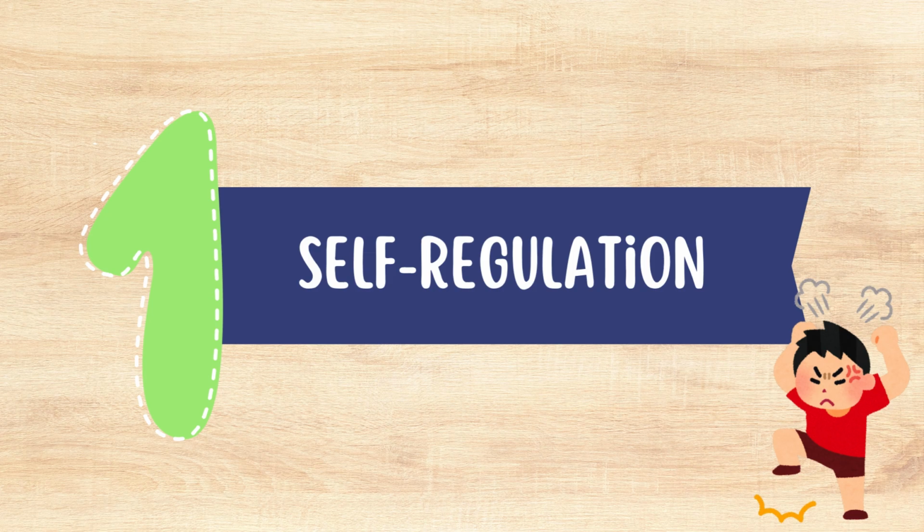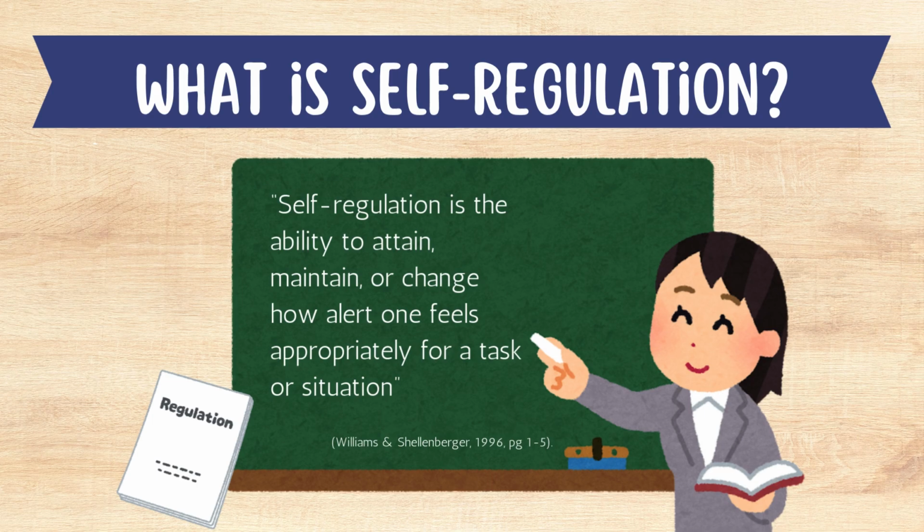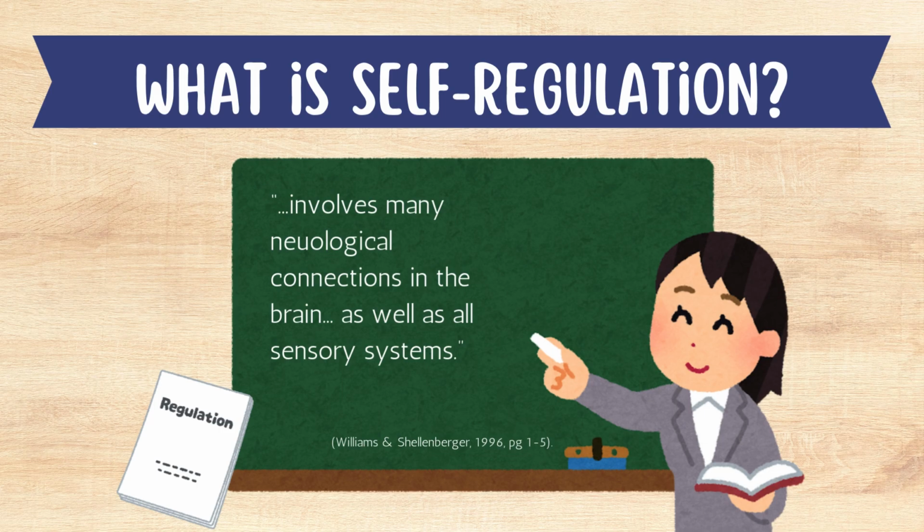First, let's start with this word I keep saying over and over again: self regulation. Self-regulation, as defined by the ALERT program, which we will cover later, is the ability to attain, maintain, and change how alert one feels appropriately for a task or situation. It can also be commonly referred to as emotional regulation. Self-regulation involves many neurological connections in the brain as well as all of the sensory systems, which we will dive more into in part 2.